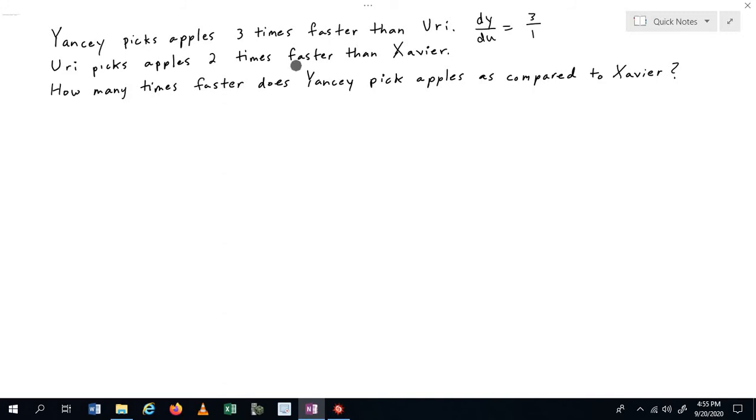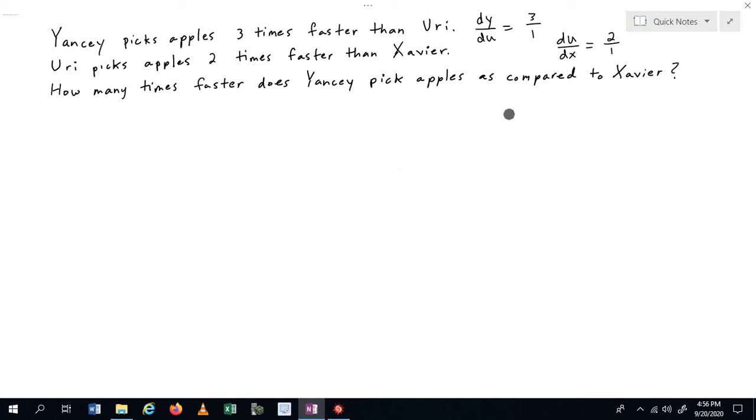Okay, now the second statement says that for every apple that Xavier picks, Yuri would pick 2. And so in terms of a rate of change, du over dx would be a ratio of 2 to 1. For every 1 that Xavier picks, Yuri would be picking 2. So again, this is a derivative. It's the derivative of u with respect to x, which gives us the rate of change in u as compared to x, or with respect to x.